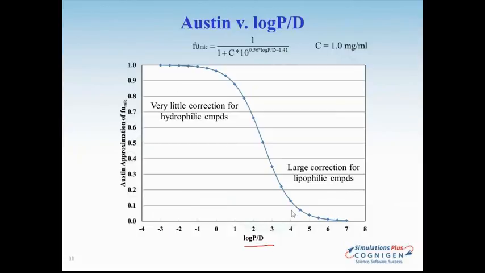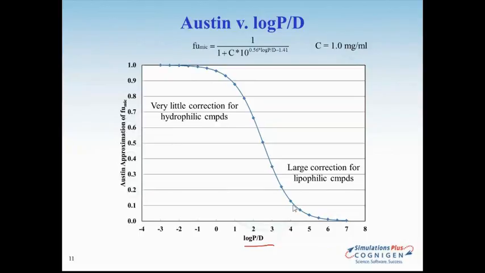log D, you would get a plot like this. For very hydrophilic compounds, there's very little bound fraction, so there's a high unbound fraction, and you're not adjusting the unbound clearance very much for these hydrophilic compounds. When you get to a log D of about 3, about 50% is bound and unbound, so you increase your unbound intrinsic clearance by 2 over the apparent clearance from the experiment.